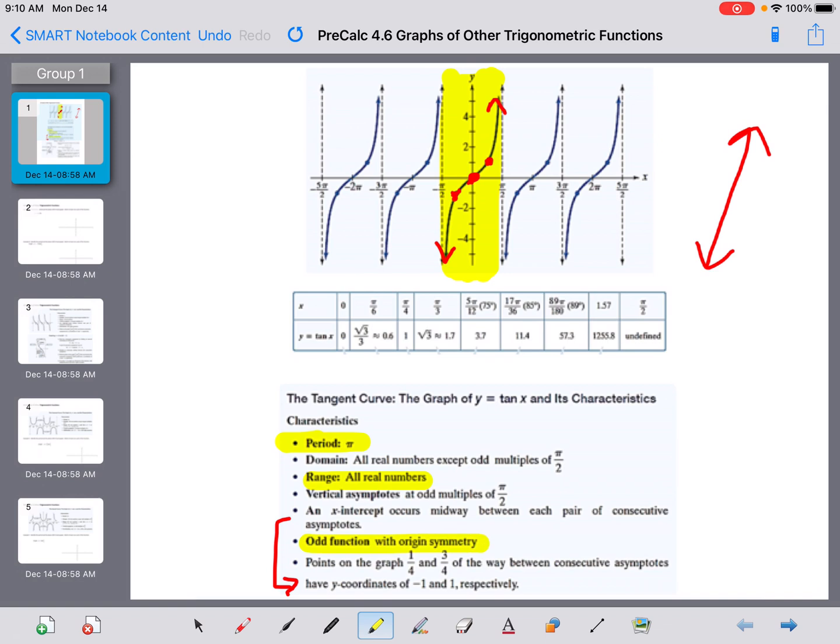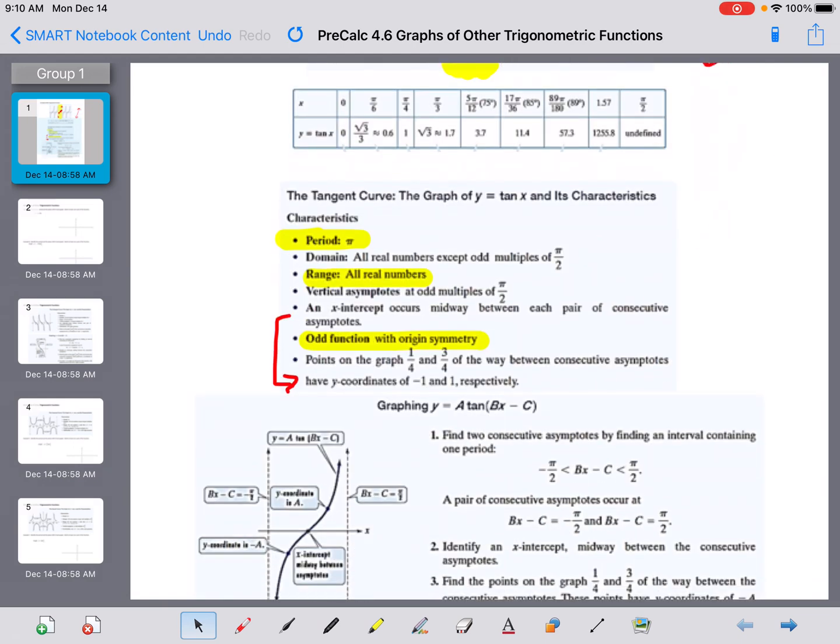But again, you can see this because if we turned it on the origin 180 degrees, it would look like itself. So we can see it in a visual now, but we already knew that that was an odd function, okay? All right, so let's talk about how we're going to graph this, okay?